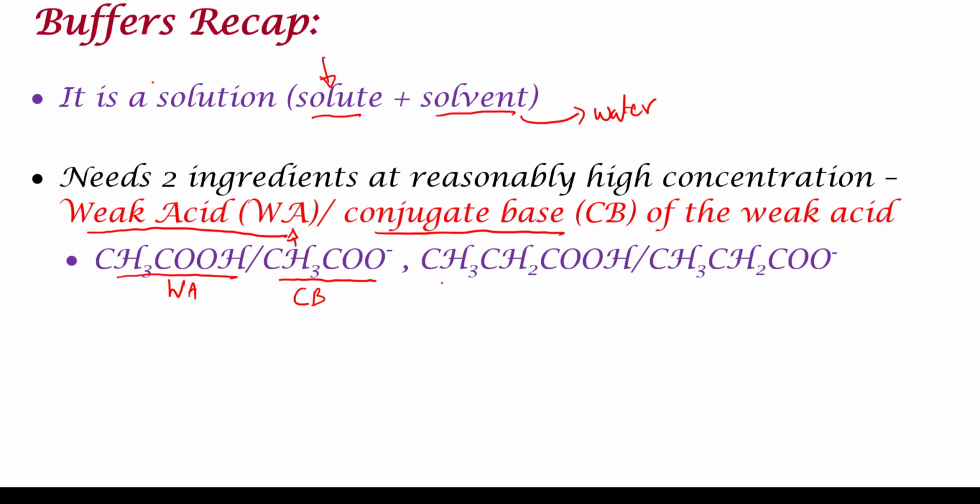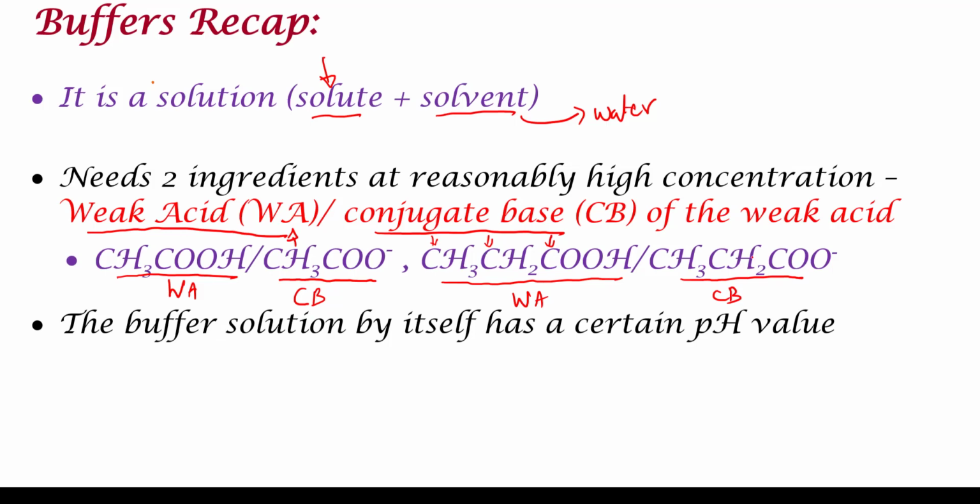The next set of compounds here is propionic acid. You can see that there are 3 carbons. Anything with 3 carbons, we call it a propane, if you remember your alkanes. So this is a carboxylic acid that contains 3 carbons, so it's propionic acid. And the corresponding conjugate base is your propionate ion. So this is the weak acid, and this is the conjugate base. Okay, so it is important to realize that a buffer is a solution, and if you want to call it a buffer, it needs to have 2 ingredients: one is the weak acid, the other one is the conjugate base. This is an important part of a buffer.